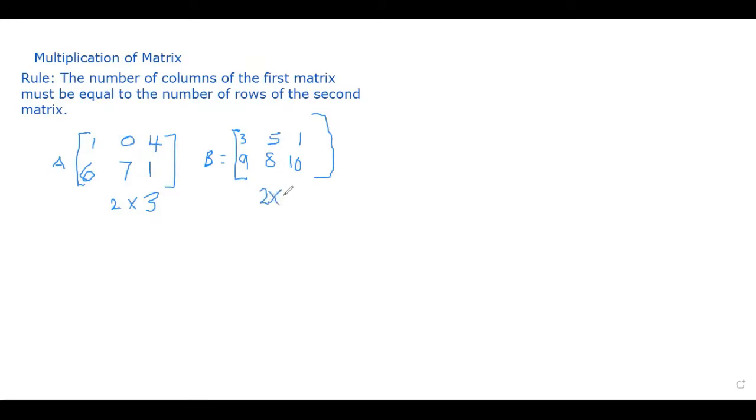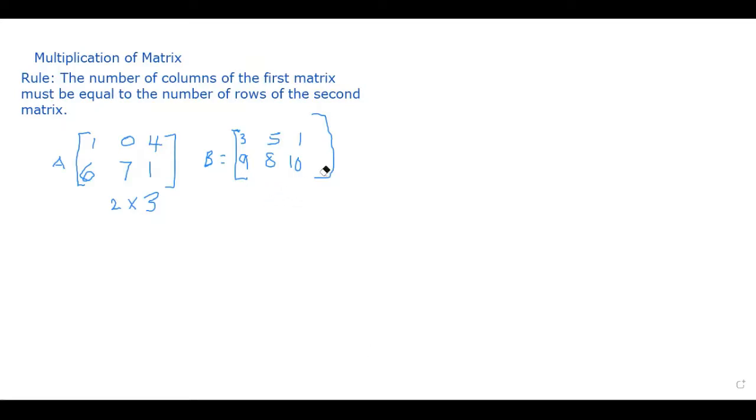So can we add these matrices A and B? Sorry, can we multiply them? You said no, please. We can't multiply because the number of columns of the first matrix is not equal to the number of rows of the second matrix. That's a great answer.